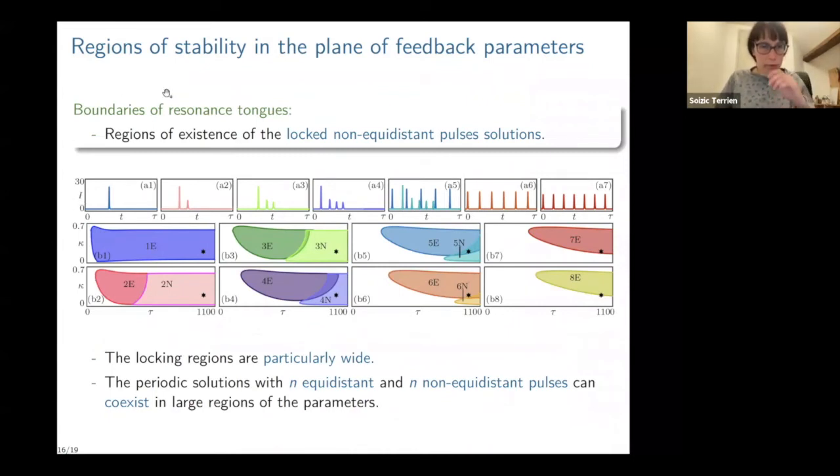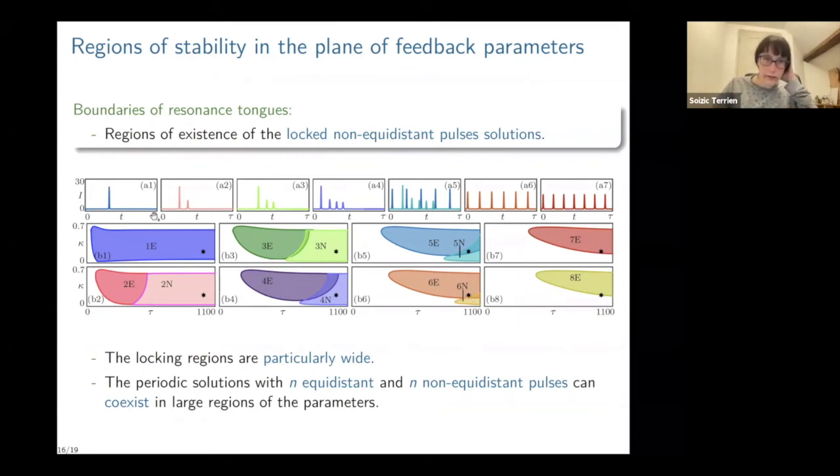And so this corresponds to boundaries of resonance tongues in the tau kappa plane. So now we consider two variable parameters, the feedback delay tau and the feedback strength kappa. The boundaries of resonance tongues correspond to the regions of existence of the locked non-equidistant pulses solutions, locked because they are locked on a torus due to the resonance phenomenon. And so here we represent all the periodic solutions that exist for a particular value of kappa and tau. So kappa equal to 0.2 and tau equal to 1000.